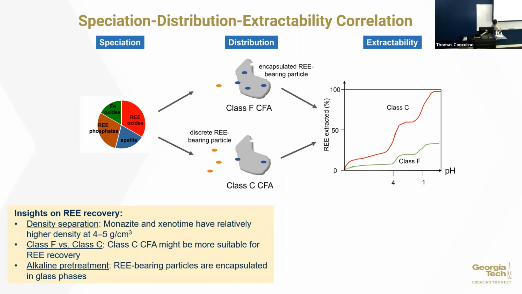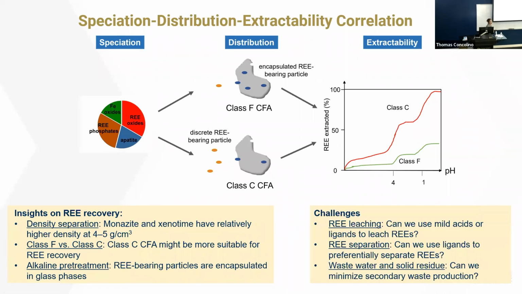So based on what we know, we might be able to do density separation because monazite and xenotime-based REE phosphates are pretty heavy. You might be able to do density separation to separate them out. Class C versus class F: you might want to use class C samples because they have lower silica content and higher extractability. Or if you want to use class F, you might want to think about alkaline pretreatment to remove the glass phases in class F.